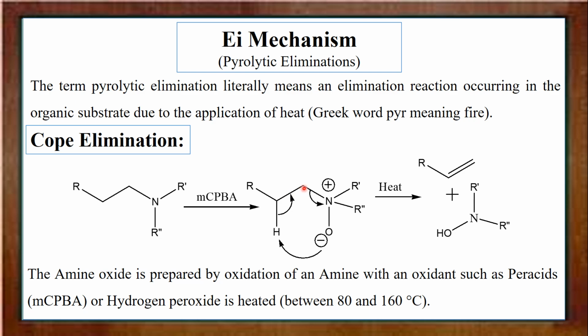From alpha carbon, nitrogen is removed. From beta carbon, hydrogen is removed, resulting in the formation of a new pi bond. An alkene is generated. Usually for Cope elimination, we employ a temperature between 80 and 160 degrees centigrade.